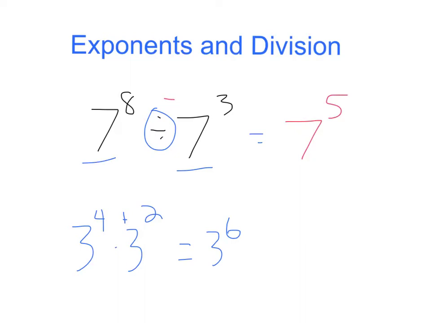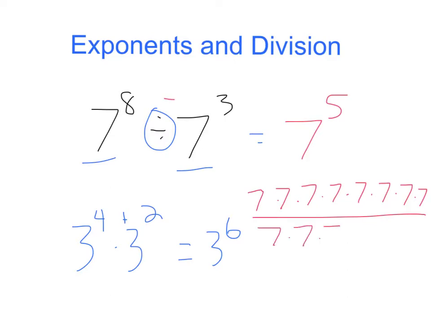To see that visually, 7 to the 8th would look like 7 times 7 times 7 times 7 times 7 times 7 times 7. Uh-oh. Ran out of space. Let's do this. There's 7 to the 8th, right? 1, 2, 3, 4, 5, 6, 7, 8. Now, divided by 7 to the 3rd. 7 times 7 times 7.